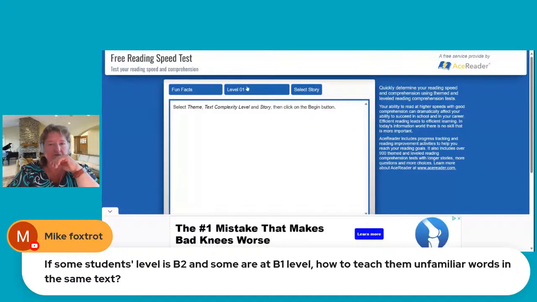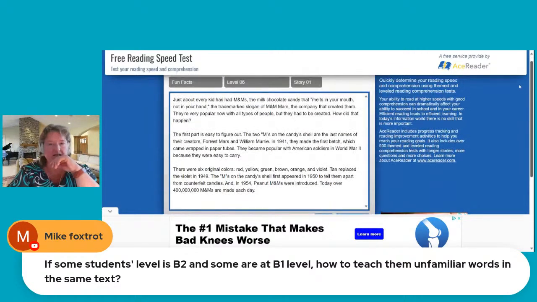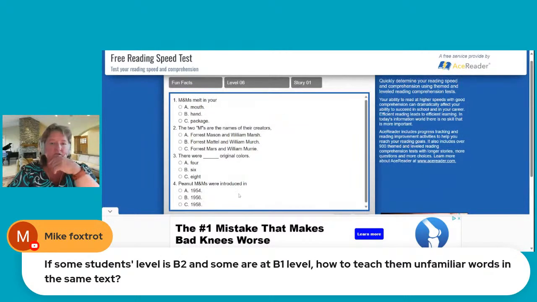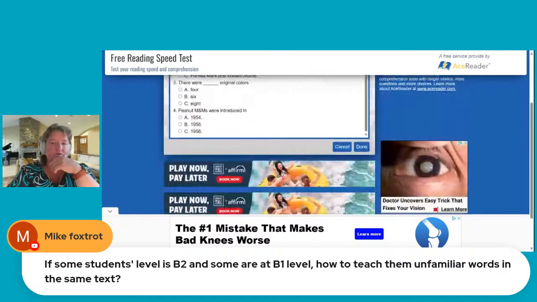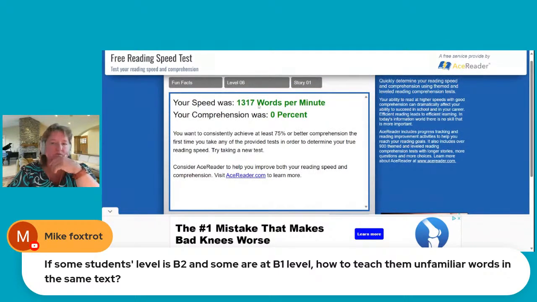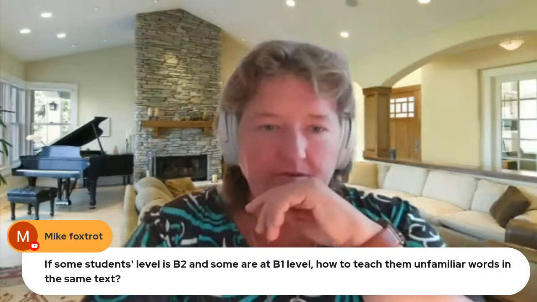Level 1 has 3 stories, but let's just try a level 6. And then you see the story gets a little bit more complex. This one about how the M&M started. And again, there would be just the 4 comprehension questions, and then you would see the results there. Ooh, really fast speed, but 0% comprehension. So that's another one that goes by levels. All right.